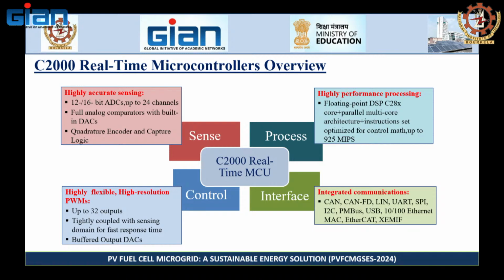For processing we have floating point DSP, C2000 C28x core and parallel multi-core architecture. For interfacing we have CAN and other communication facilities, and in control we can generate high resolution PWM. We have EPWM modules, which we will also explain in this session, and for sensing we have 12 to 16 bit ADCs. This makes it a versatile microcontroller for power electronic interfacing.